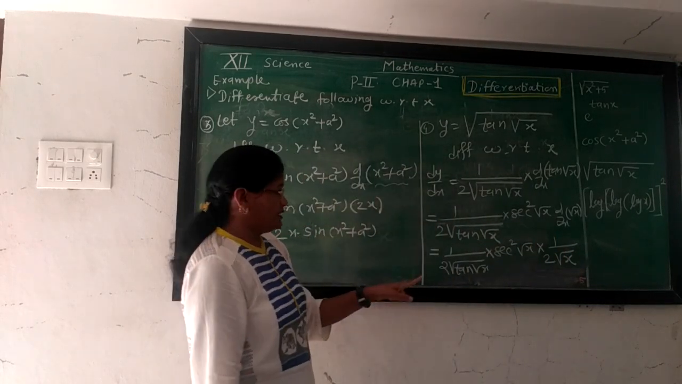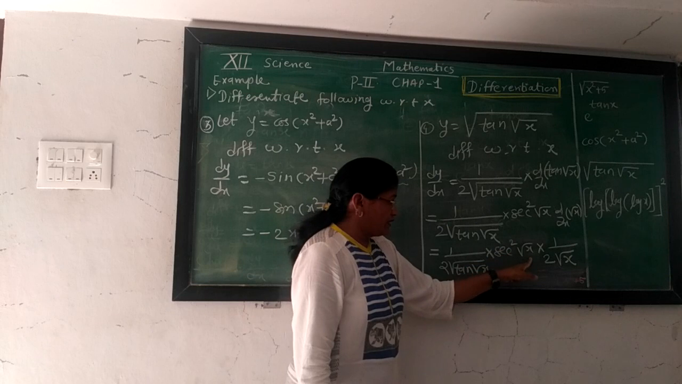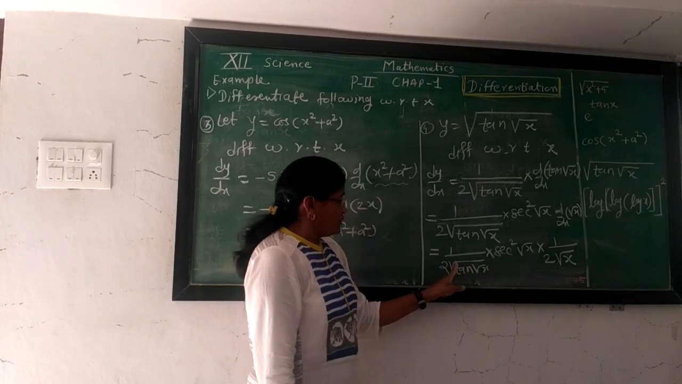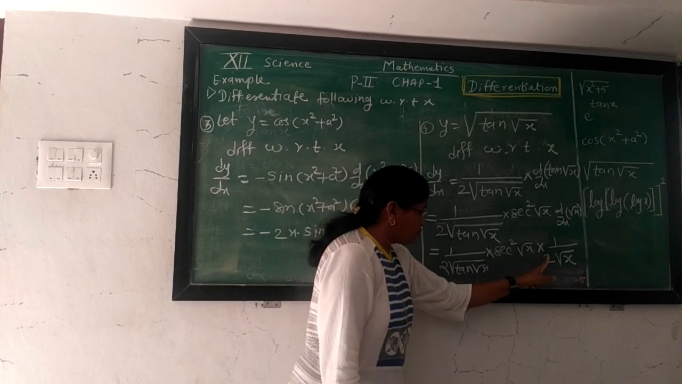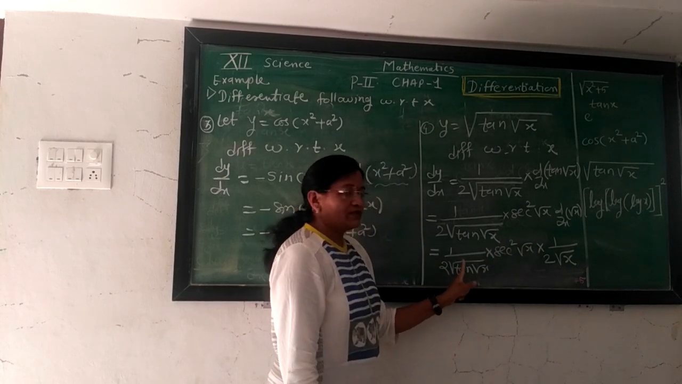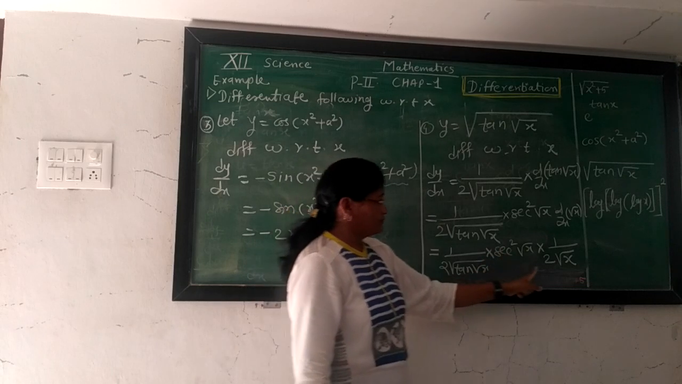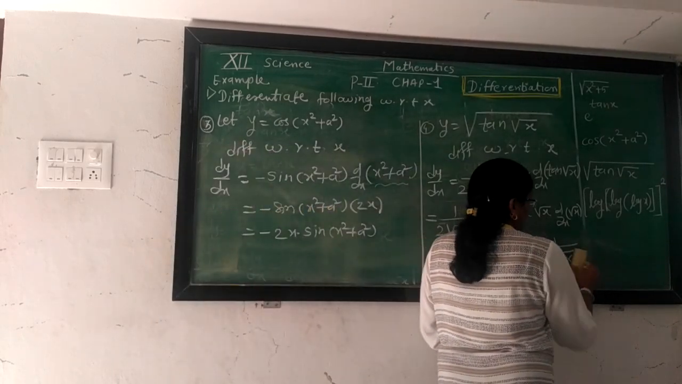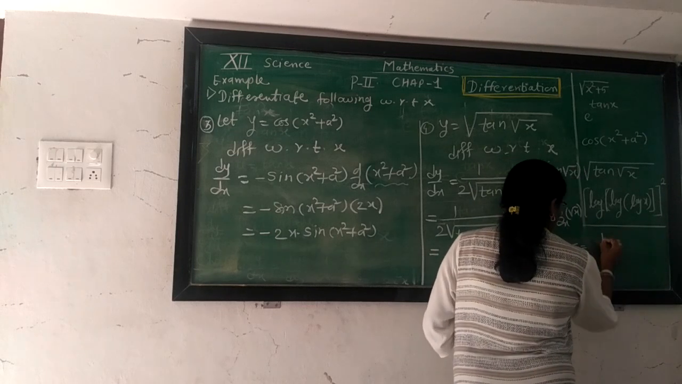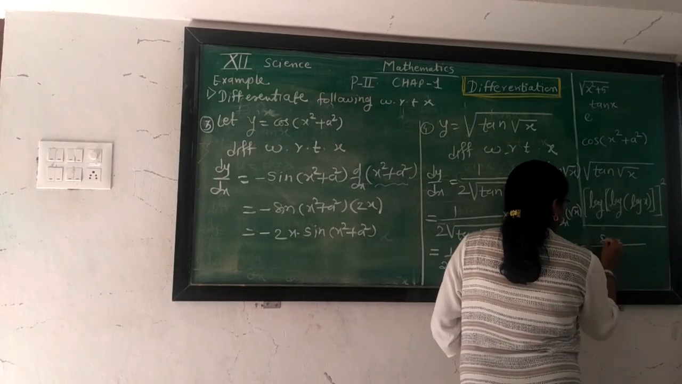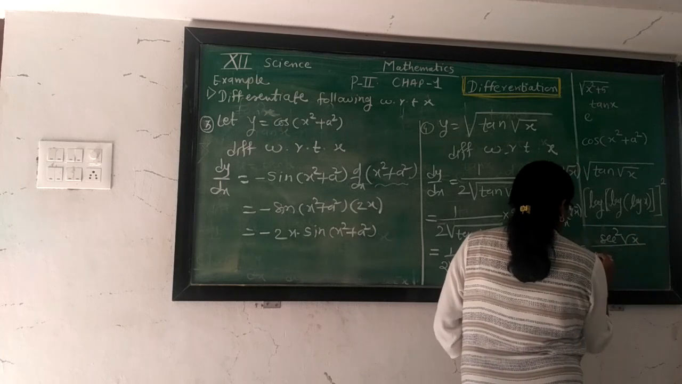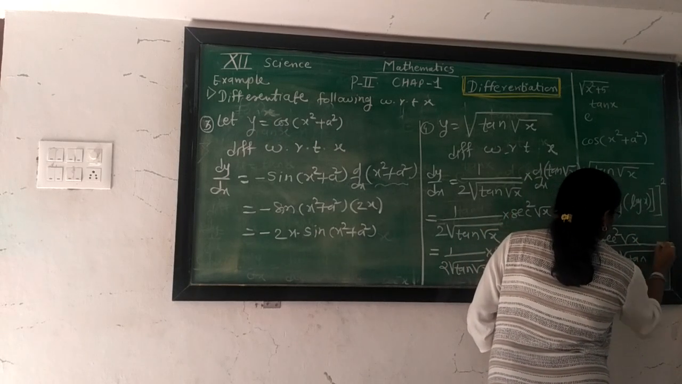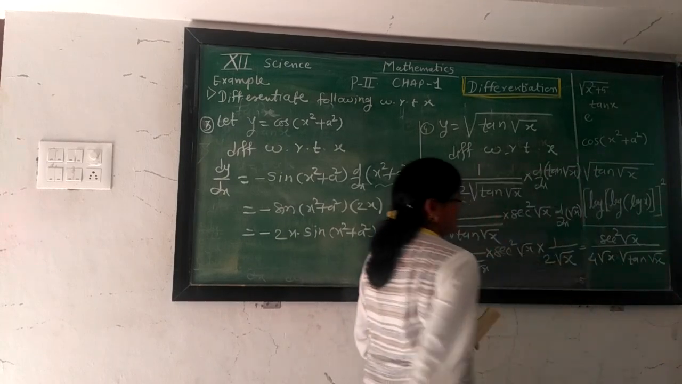So the final answer becomes sec square root x upon 2 into 2, that is 4 times root x, into root of tan of root x. This is the final answer for this.